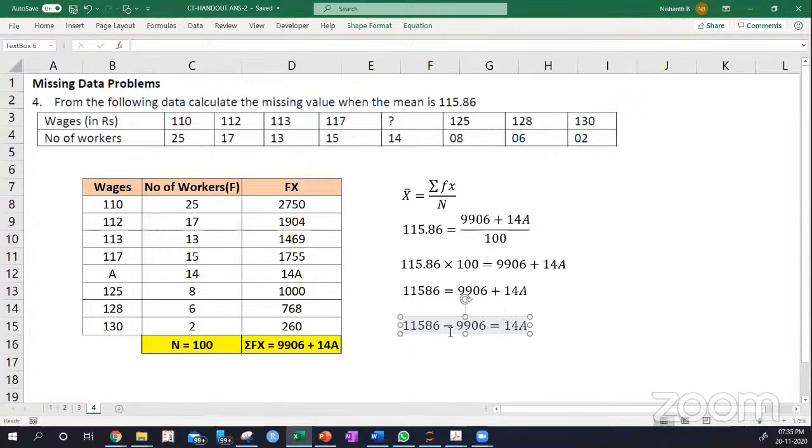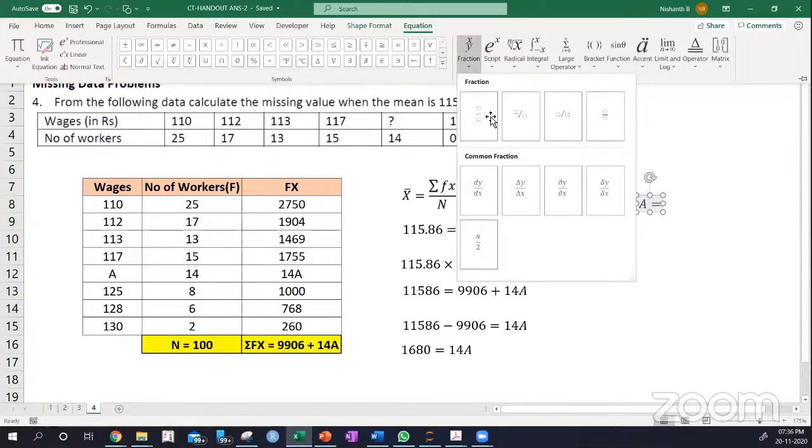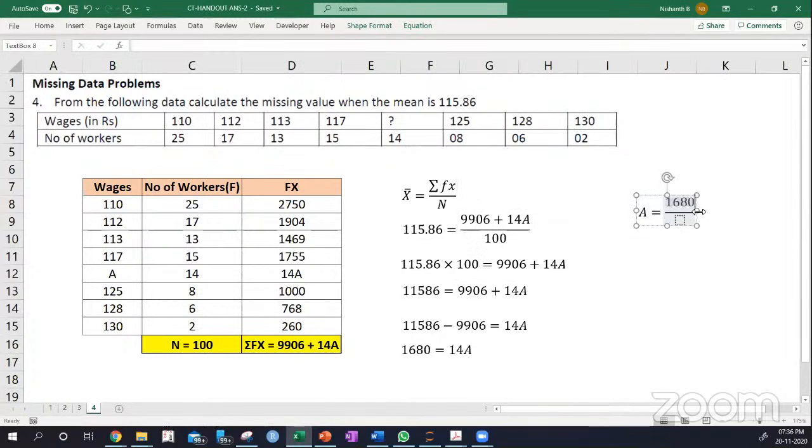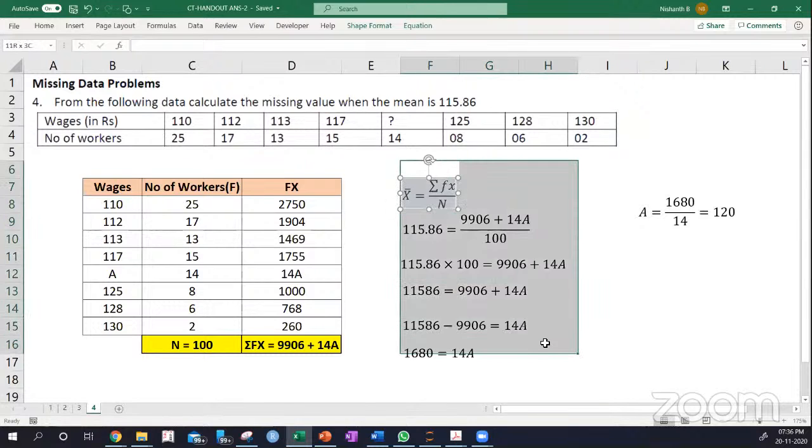So what is 11586 minus 9906? 1680. So 14a equal to 1680, so a equals 1680 by 14, which is 120. This is slightly mathematical.